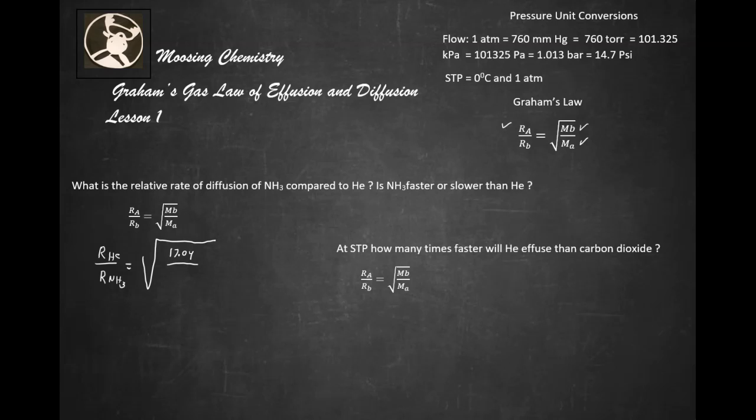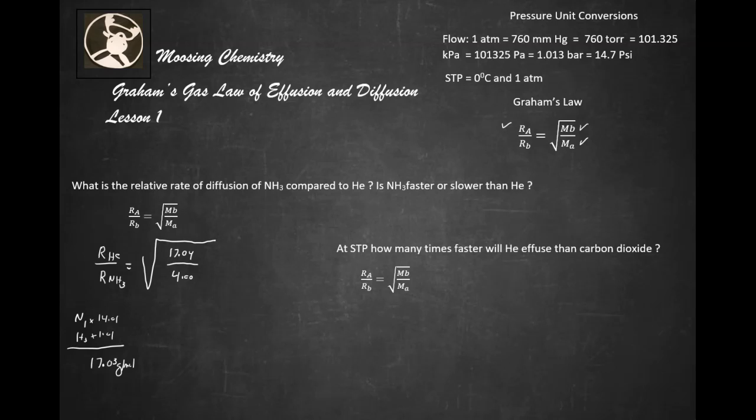17.04 divided by the molar mass of helium, which is going to be 4.0. Where did I get that 17.04? Okay, no problem. One nitrogen at 14.01, and then we had three hydrogens at 1.01, and when you do the math, that gives you 17.03 grams per mole. Anyway, I just wanted to show you that there.